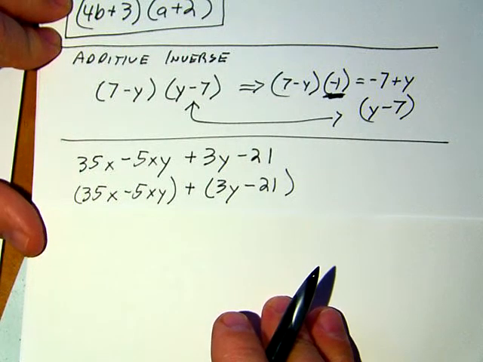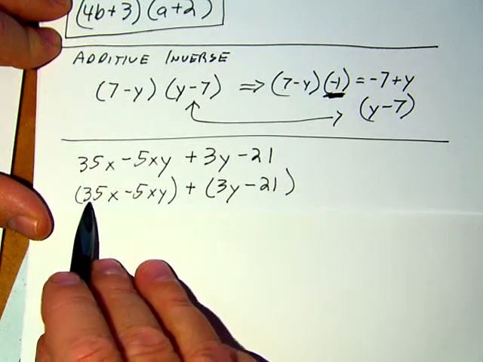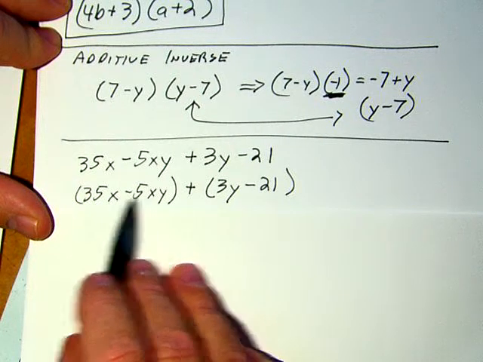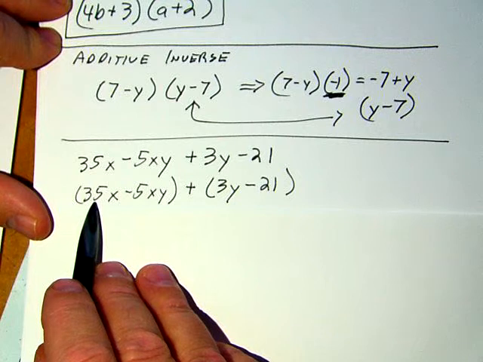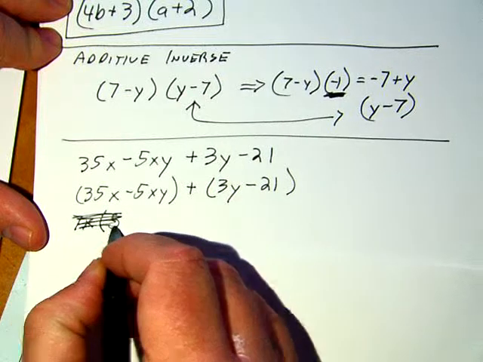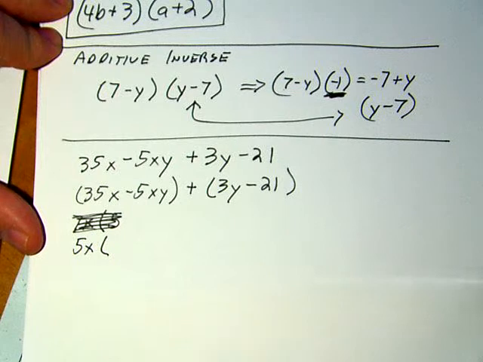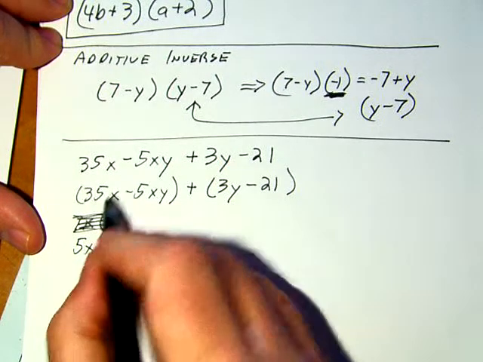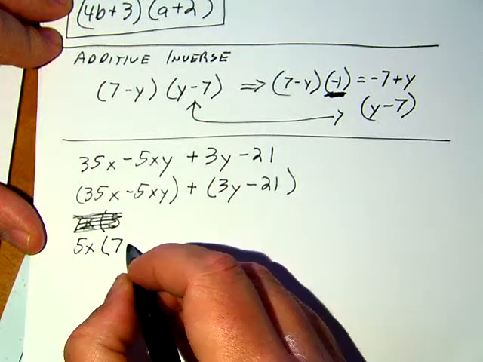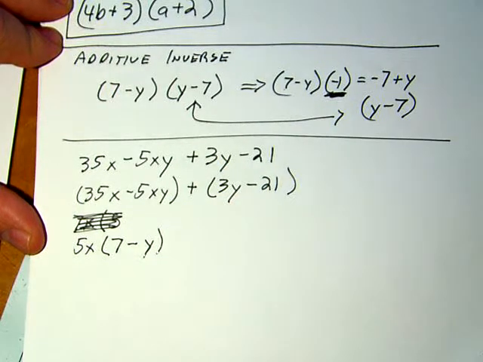Then I say, well, now I can pull something out of this. On this one, I can pull 5x out of both of them. Oops, I wrote it wrong. Let's do this. If I pull a 5x out of this guy, 5 into 35 is 7, x and x is 1, minus, I pull a 5x out of this guy, I just got a y left over: 7 minus y.